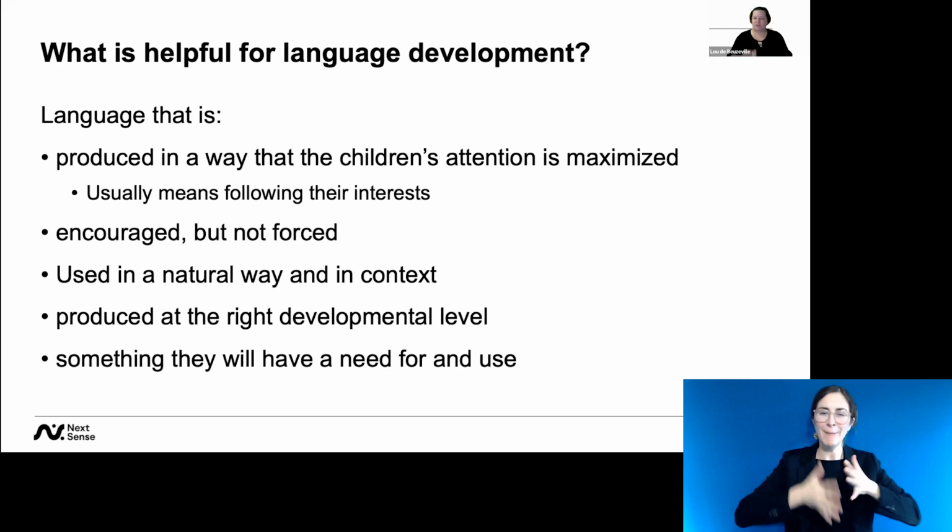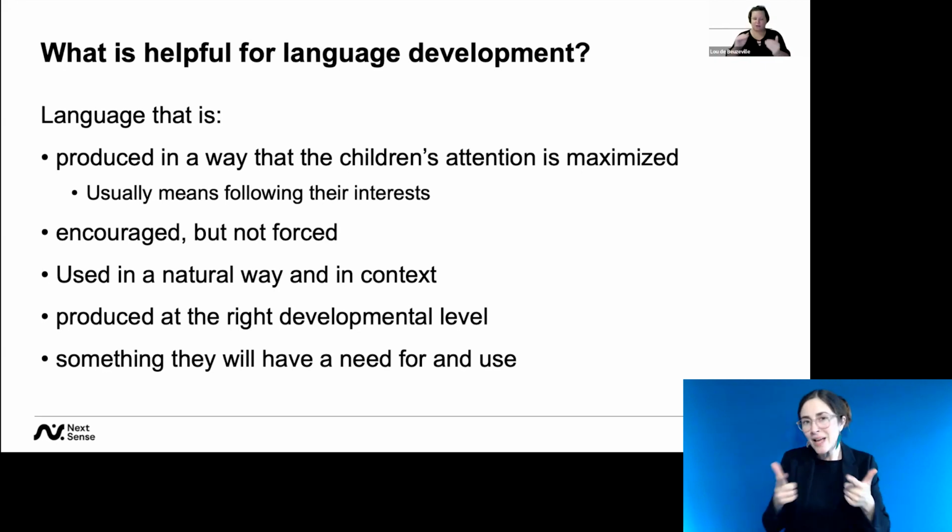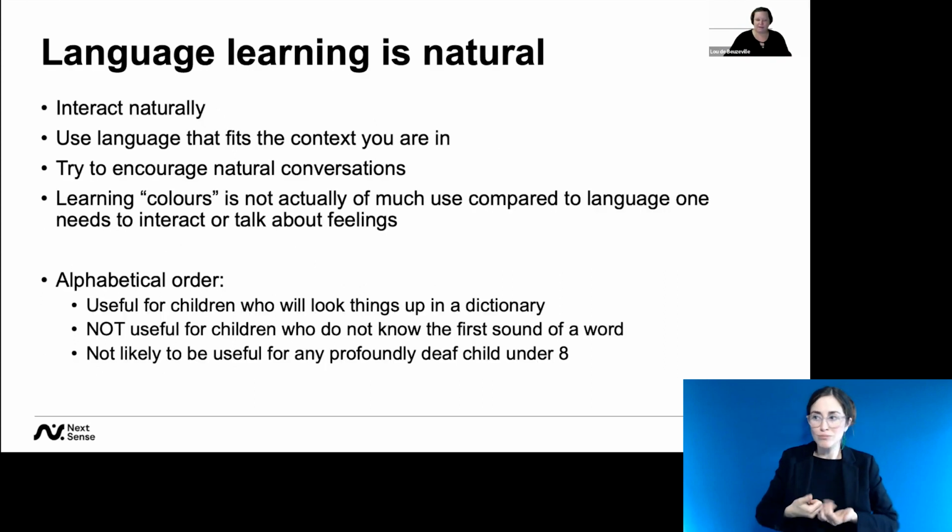Language has to be used in a natural way at the child's level. And it has to be something that they need to actually talk about or want to talk about. So I often find colours is a goal, but I don't think kids really need to talk about the colour. Like they don't naturally want to talk about the colour of things.